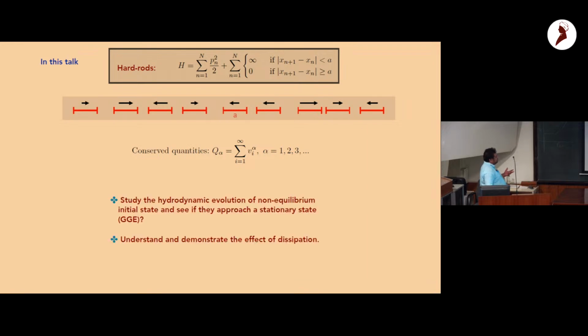Okay, so what do we study? We prepare this system initially in a non-equilibrium state, which is a low entropy state, and see how it evolves, and compare it with the solutions of the hydrodynamics, and see if they approach a stationary state. This is one thing that we want to see, and we also want to understand and demonstrate the effect of dissipation in this system.